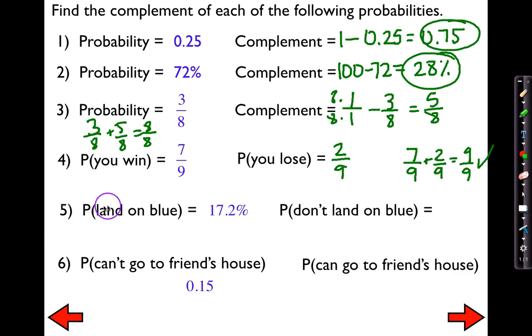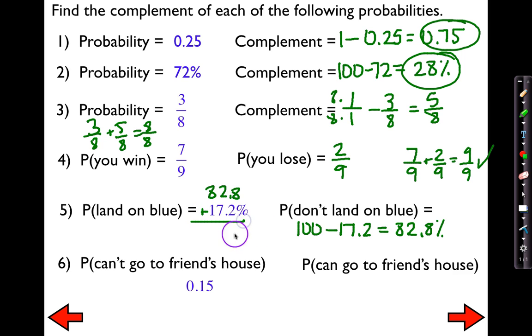Okay, so here, what's the probability of you landing on blue? Well, it's 17.2%. So the probability of you not landing on blue is going to be 100 minus 17.2%. I'm going to do the math, and that's going to be about 82.8%. Now, how can I check to see if I'm right? Well, I can add these two together, 82.8 with 17.2. I should end up with 100%, and I do, so I know I am right.